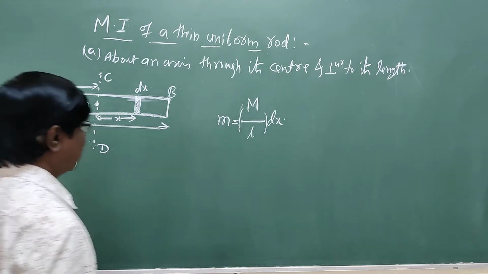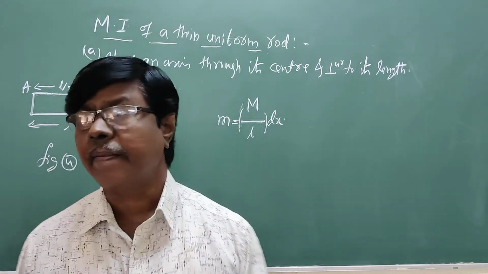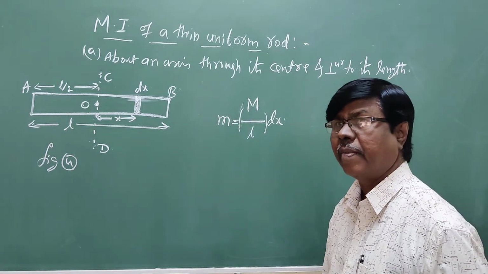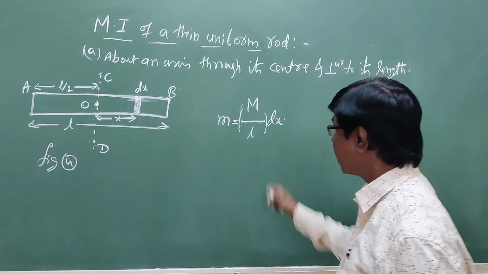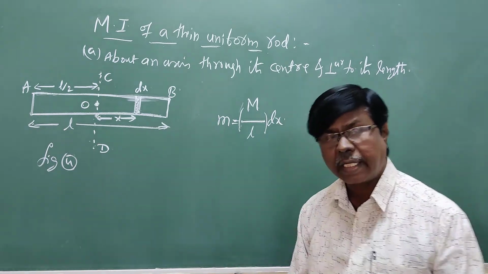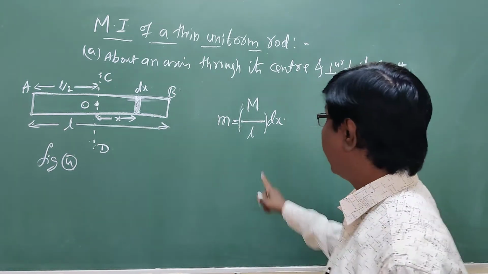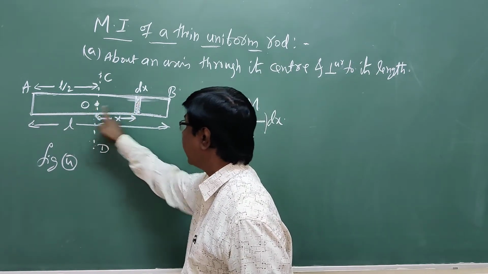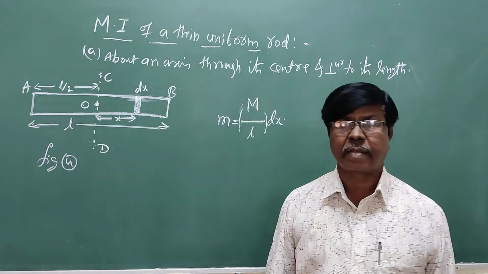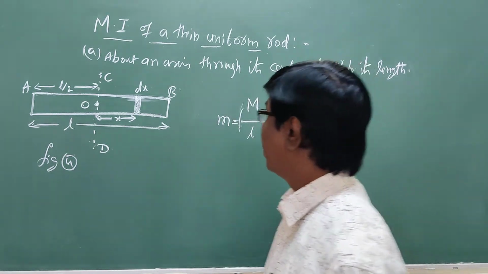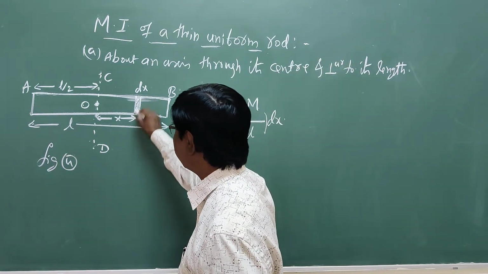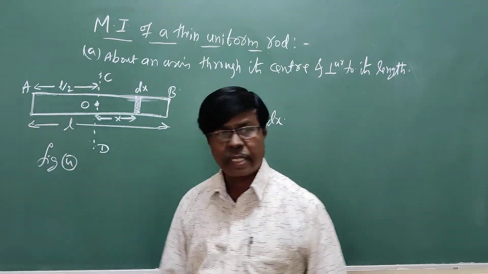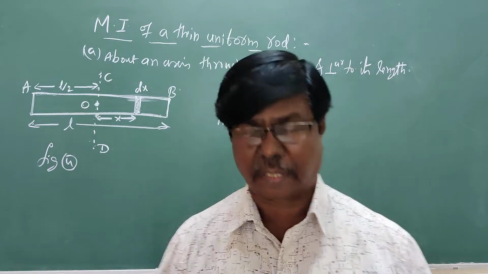The next step is to calculate the moment of inertia of this element. The moment of inertia of this element is the mass of the element times the square of the distance of the element from the axis of rotation, from the center. That gives the moment of inertia of this small element. The sum of the moments of inertia of all the elements gives the total moment of inertia of the body.